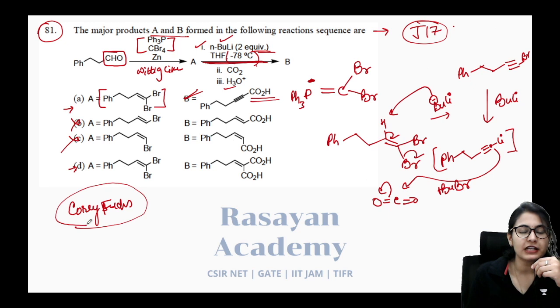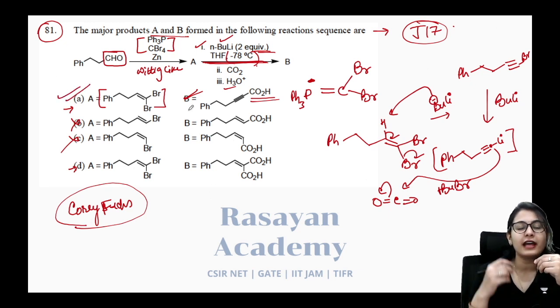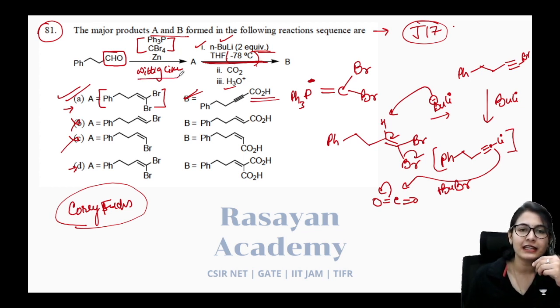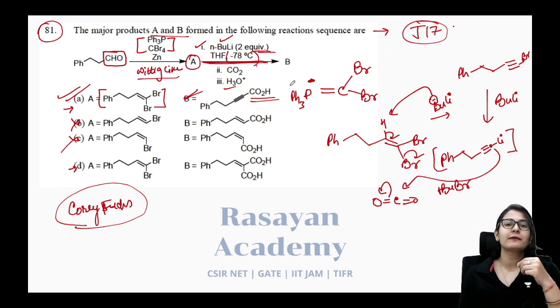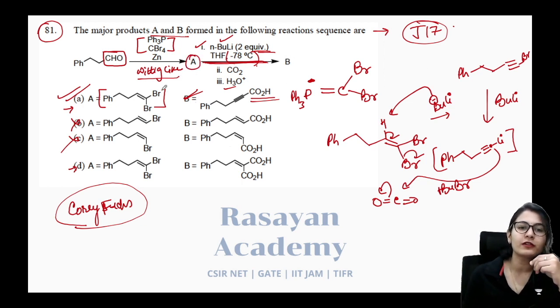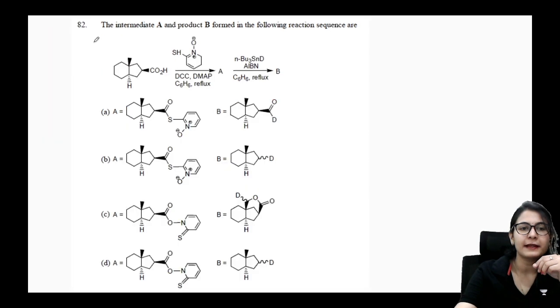Okay, Corey-Fuchs reaction, we have done it already. Very, very simple reaction. And as soon as you see these reagents, you are able to recognize it very simply. Wittig reaction will be the first step, and the second step will be the removal of both of these bromines, leading to an alkyne. And some electrophile is also needed. Either you want to add CO2 or some other electrophile, you'll know. Okay, so Corey-Fuchs reaction, answer is A.